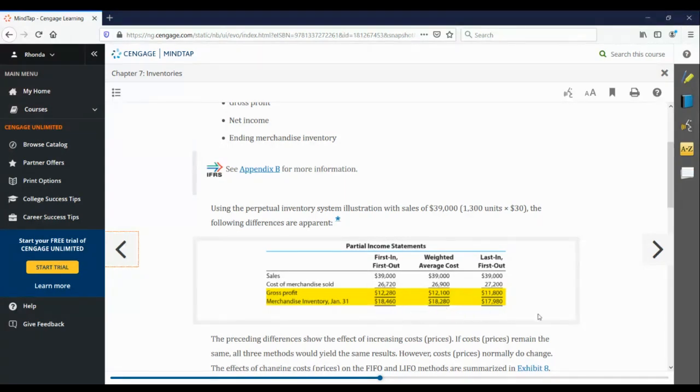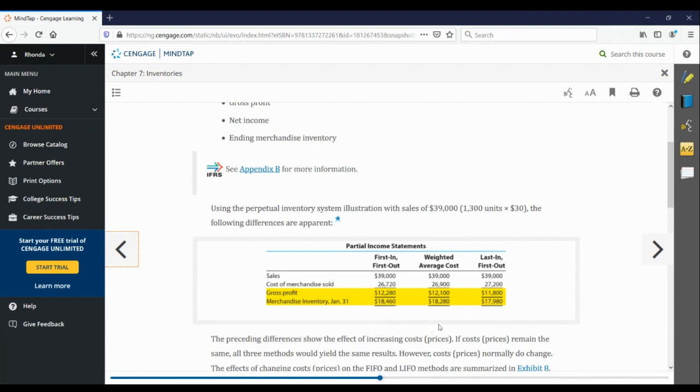I really think it's important that you understand this. And these items will happen only when the prices are rising. If the prices of your inventory are falling during a period of time, then the opposite will happen. The first in, first out method would give the lowest amount of income and the lowest amount of merchandise inventory, whereas the last in, first out method would give you the highest amount, and that's only during periods where prices are falling. And as you know, sometimes prices can fall as well as rise.